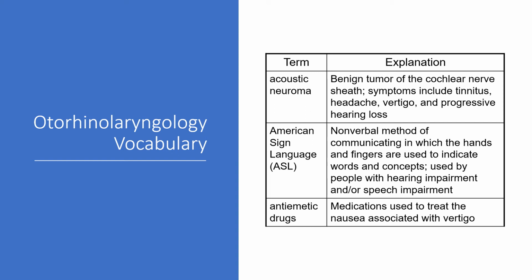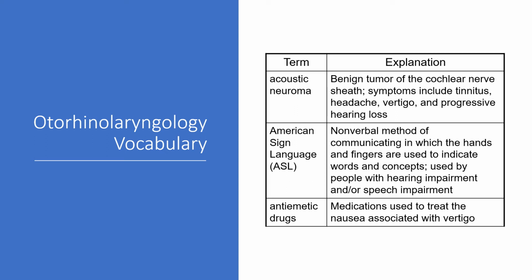Okay, here is some otorhinolaryngology vocabulary. Acoustic neuroma is a benign tumor of the cochlear nerve sheath, and symptoms include tinnitus, headache, vertigo, and progressive hearing loss. American Sign Language, abbreviated ASL, is a nonverbal method of communicating in which the hands and fingers are used to indicate words and concepts. It's used by people with hearing impairment and/or speech impairment.